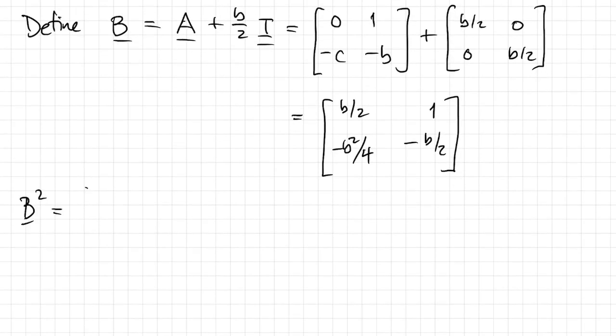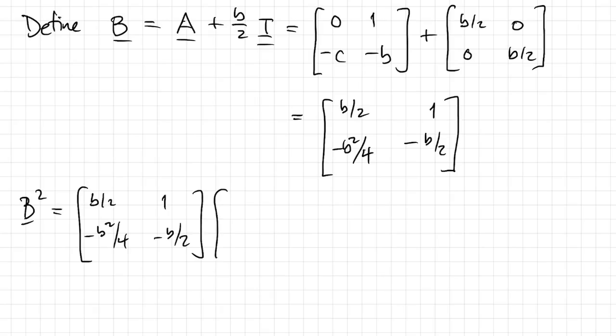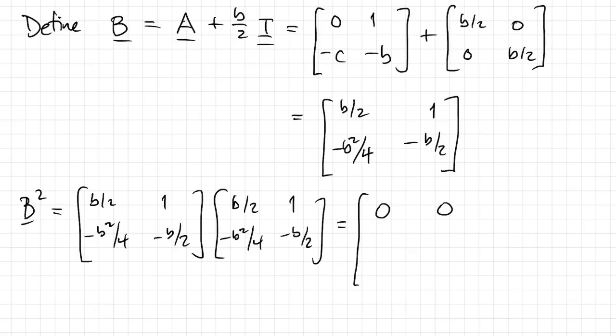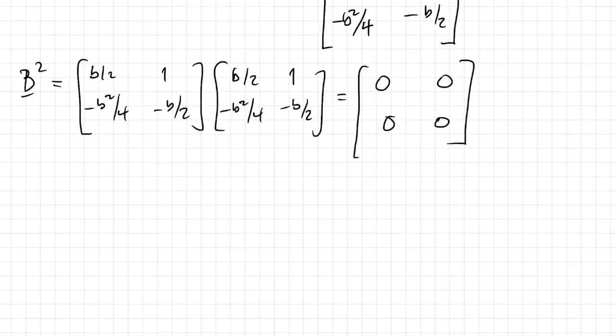Well, if we find b squared, capital B squared, the 1, 1 entry is b squared over 4 minus b squared over 4. The 1, 2 entry is b over 2 minus b over 2. All of them work out to be 0. So all the higher powers of capital B will be 0 as well. So the exponential series for e to the tB has just 2 terms.